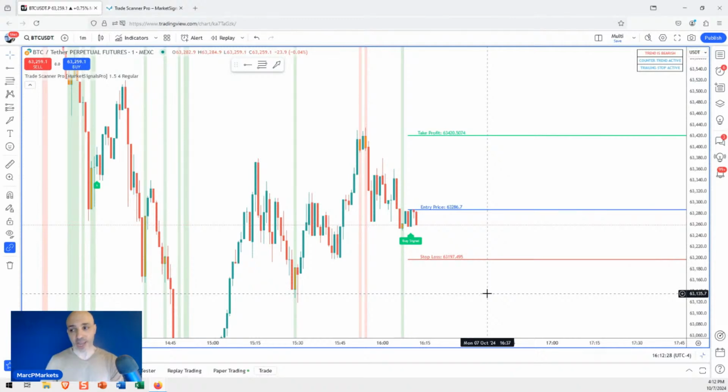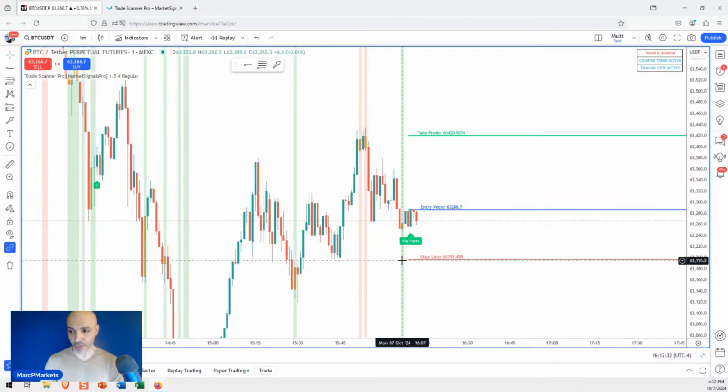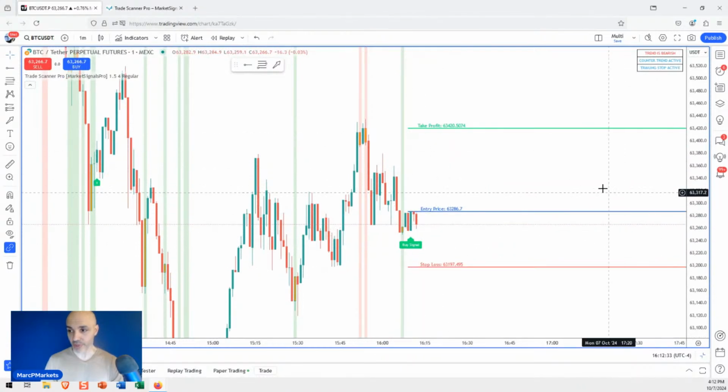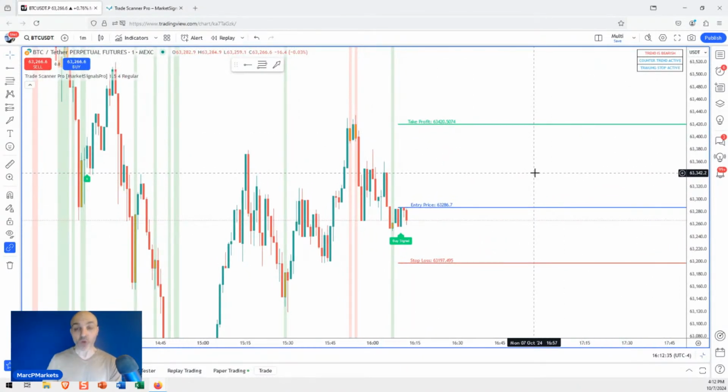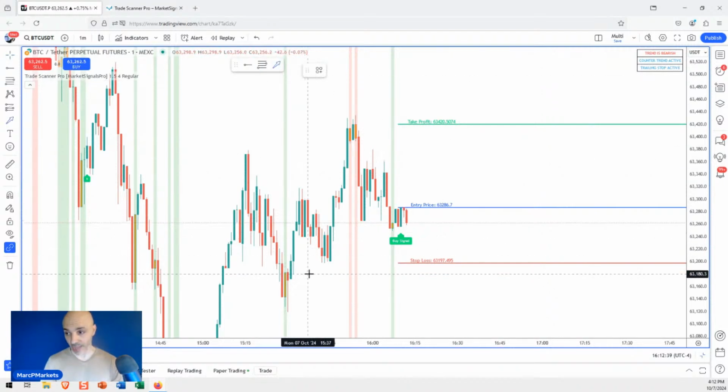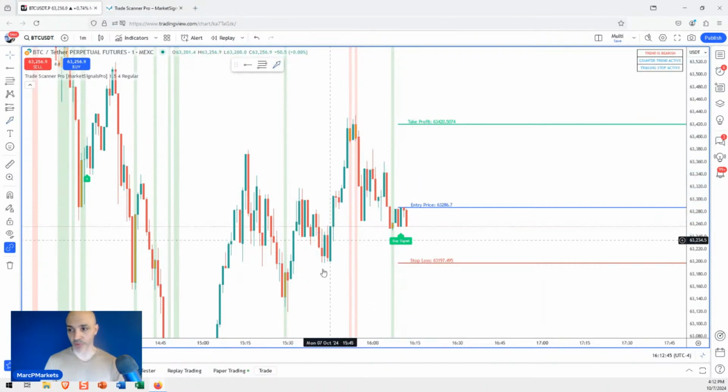This is what the Trade Scanner Pro does for you, right? So we got the confirmation, the risk was defined, the profit objective is defined. And now my decision-making process becomes very simple. Either we go to the stop and I have to blow it out for the loss, or we start working our way higher and working toward the profit objective.